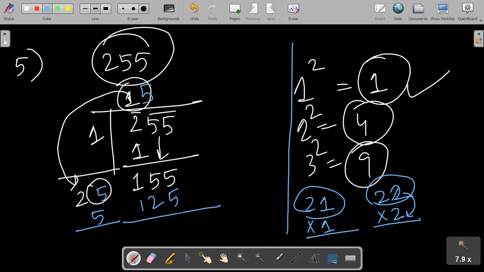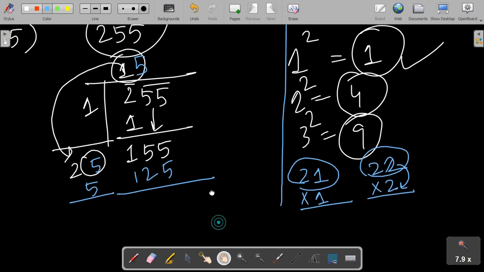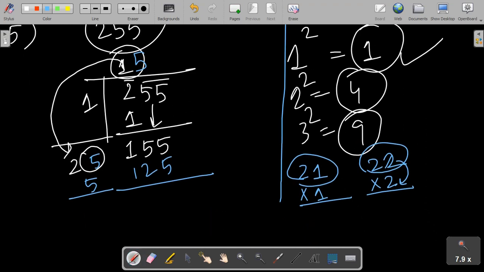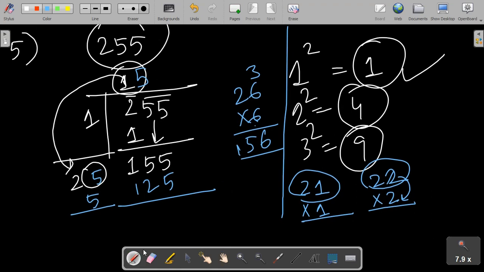Now maybe some of you are thinking we can put 6 as well, but if you put 6 it would be bigger than that. I'm showing you: 6 6s are 36, 6 put and 3 carry, so 6 2s are 12, 12 and 3 is 15, so 156 is coming, which is more than that, so it is not possible. So now you can see the remainder is 30. So we have to stop finding this square root.